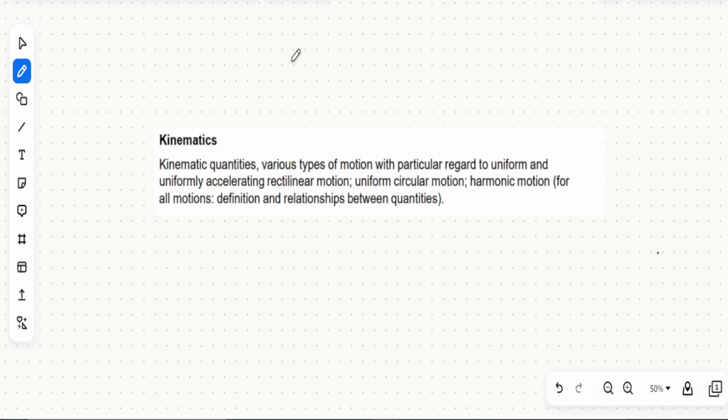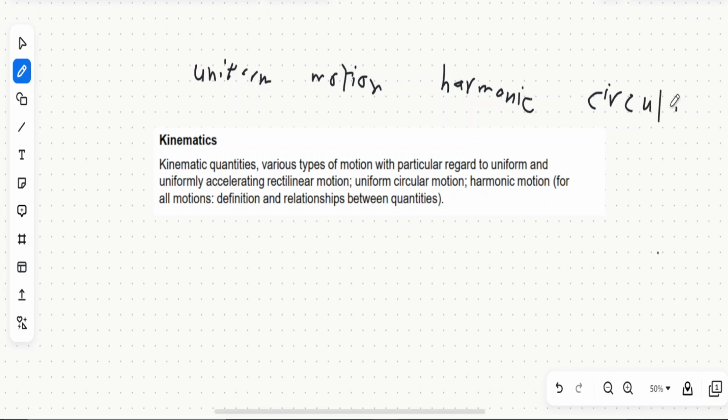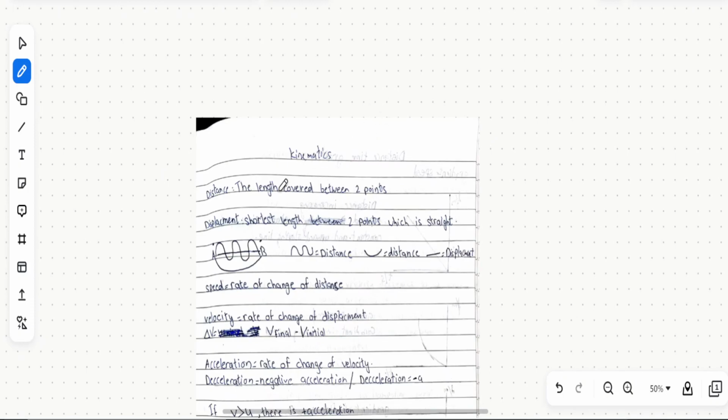So today we'll do kinematics. Now kinematics is all about the different kinds of motion we have to know. So in kinematics, you have to know uniform motion. You also have to know harmonic motion, and you also have to know circular motion. Now, I've done circular motion in my earlier classes, so you can go watch that video. But today I'll focus on harmonic and uniform accelerating motion. So let's start with the very basic stuff.